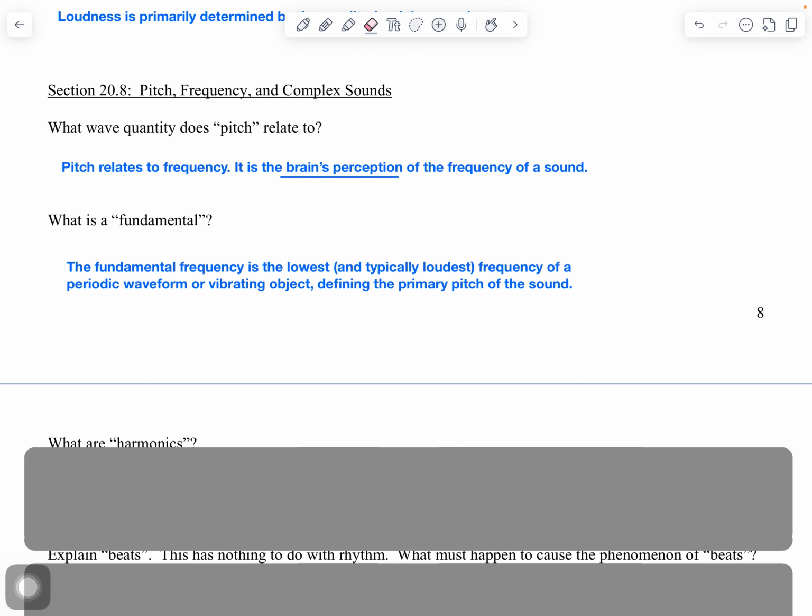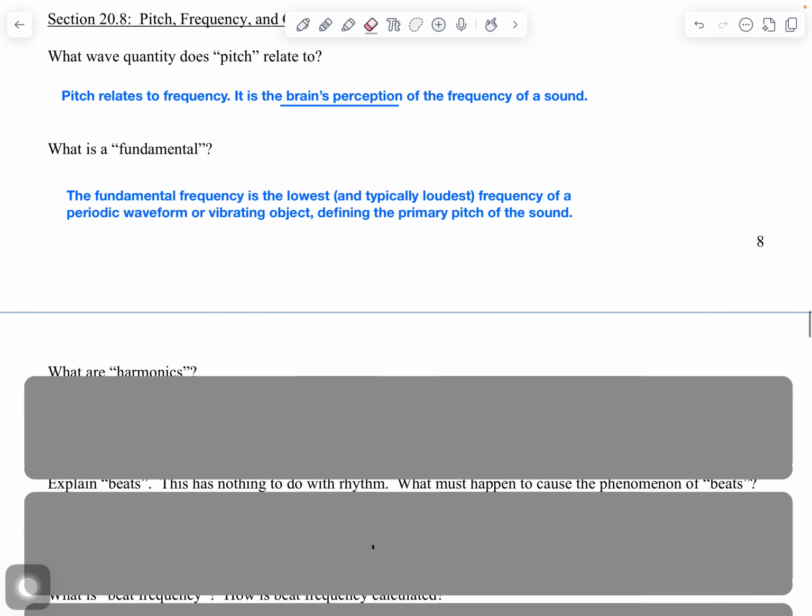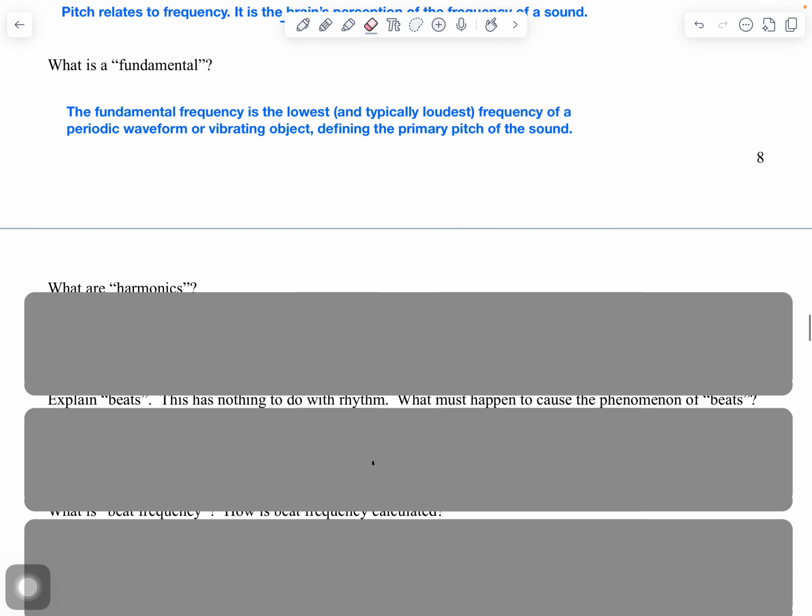The fundamental frequency is the lowest and typically loudest, and you'll see this when you do your speed of sound lab a little bit later on. But it's the lowest, typically loudest frequency of a periodic waveform of a vibrating object, defining the primary pitch of that sound. This relates to what are called harmonics.